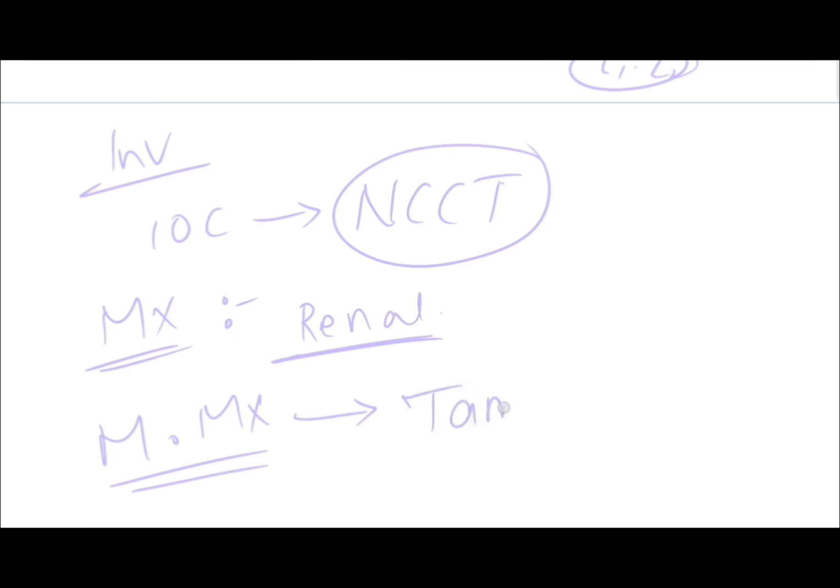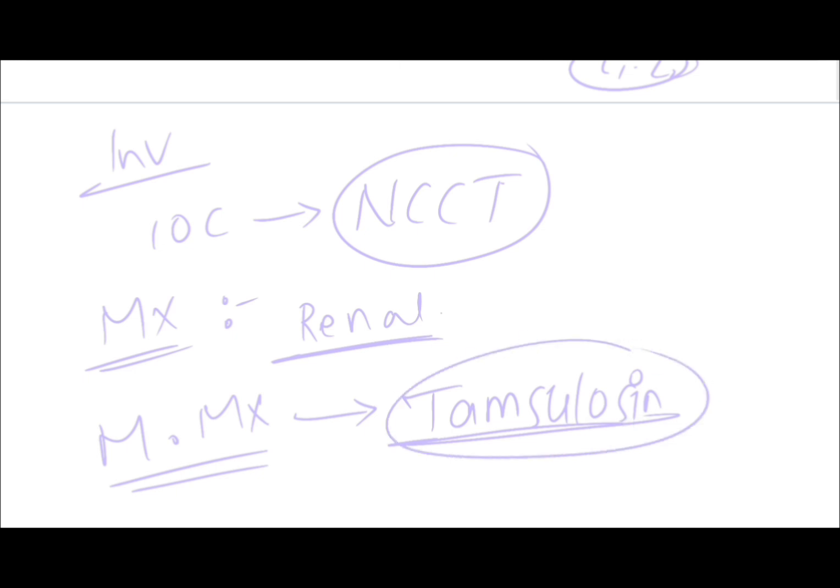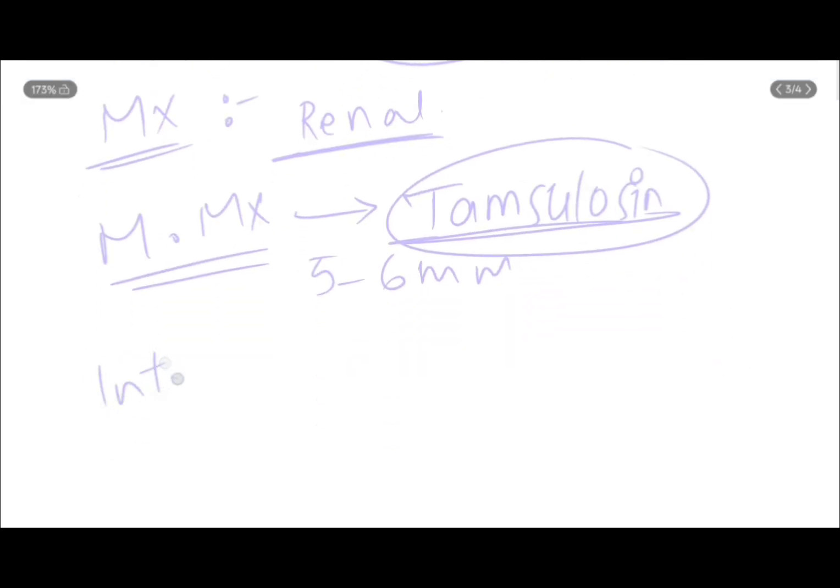Medical management first will be symptomatic. First line therapy is tamsulosin. How does it work? It blocks the alpha receptors, causes smooth muscle relaxation, so the stones move down slowly and pass out. So this medical management is preferred only when the stone size is 5 to 6 mm.